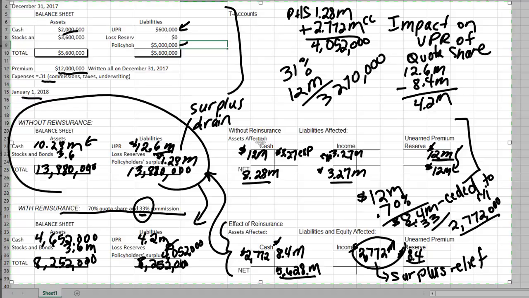So one last thing I want to point out is that if we calculated our premium to surplus ratio before reinsurance, we have premium, and we're going to just use our unearned premium reserve because that's a good measure of premium, of 12.6 to surplus of 1.28 million. And when we calculate that, that's 9.84. So that's a 9.84 to 1 ratio. Remember, we're trying to keep 3 to 1 or less.